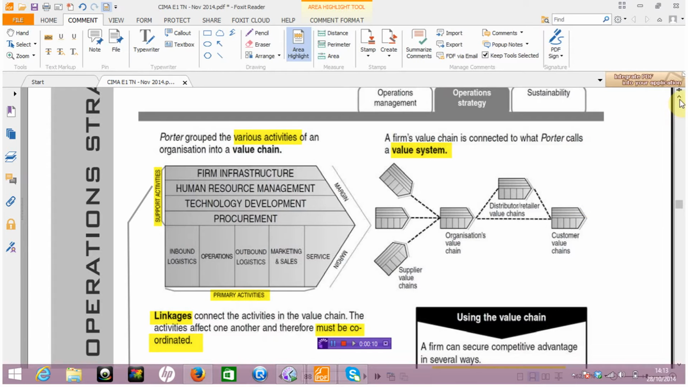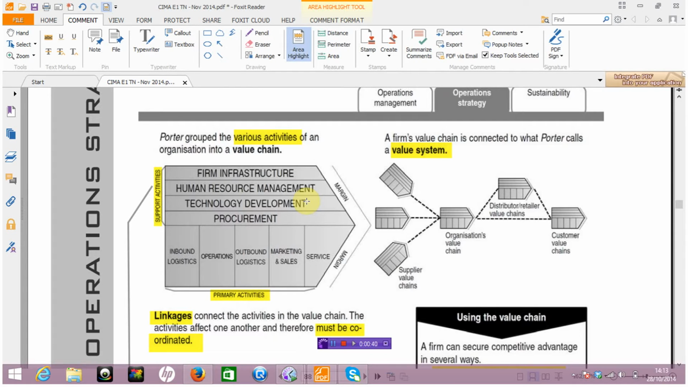And what we're going to look at under the operations heading is Porter's value chain. Now at E1 level, what you're required to do is really just to have a reasonable understanding of the elements within the value chain and also understanding of some of the definitions. It's unlikely that we would have a significant need to apply the value chain to a particular scenario. So just an overview is sufficient for us.